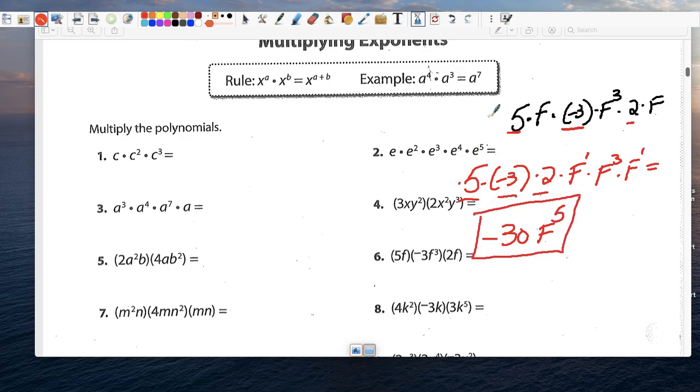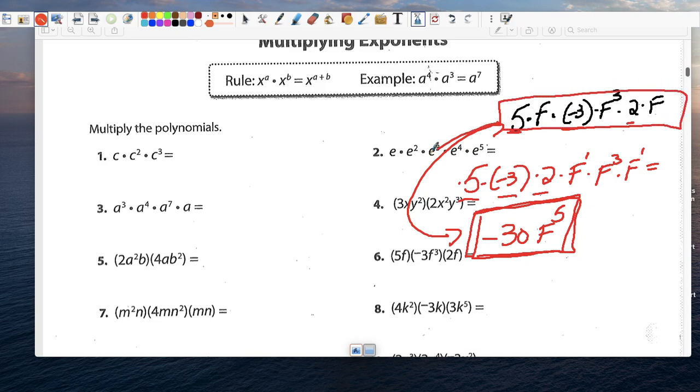Now, these are called equivalent expressions. They're the same thing, except that it's much easier to say negative 30 f to the fifth power than saying 5 times f times negative 3 times f to the third power times 2 times f. Ooh, right? Why say this when I can say that, right?